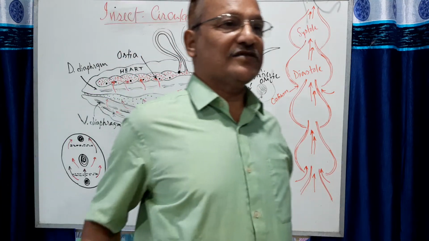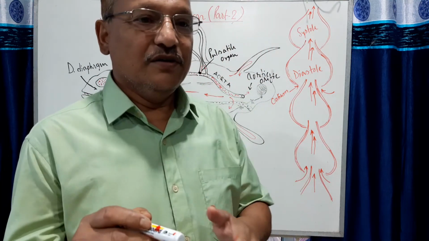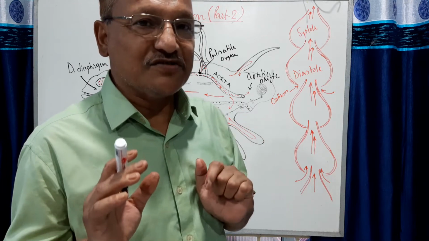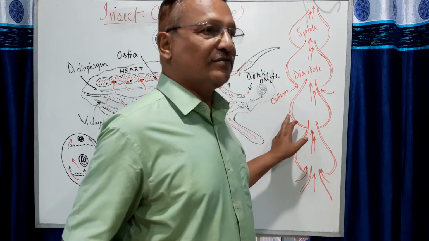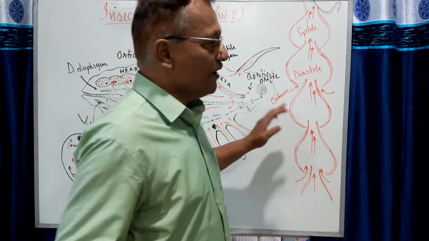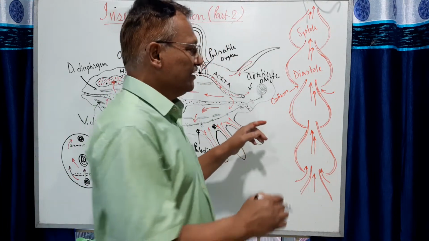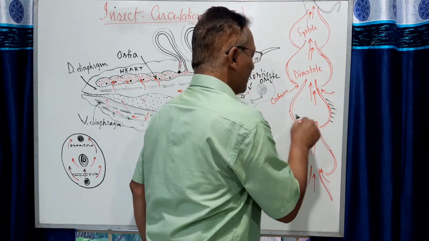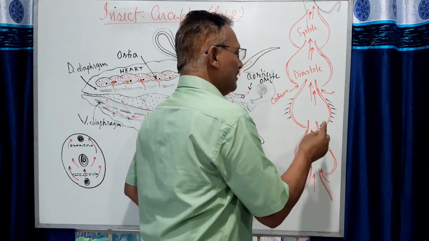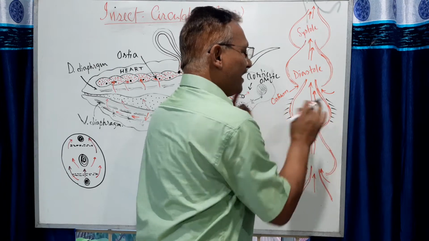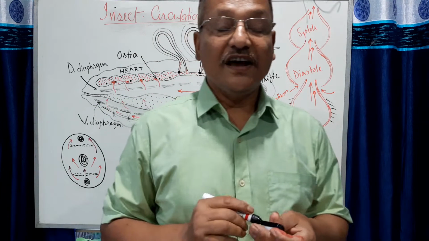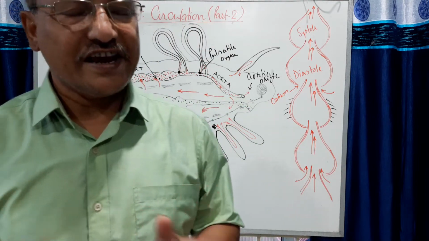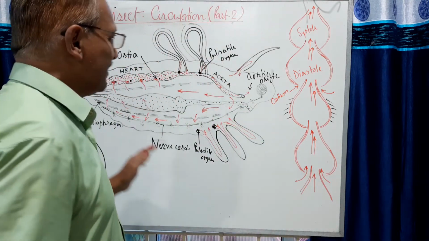Another set is the accessory muscles, which are concerned with systole and diastole; these accessory muscles are attached to the body wall of the heart. When these muscles contract, as a result diastole happens. So circulation takes place from the posterior to the anterior direction.